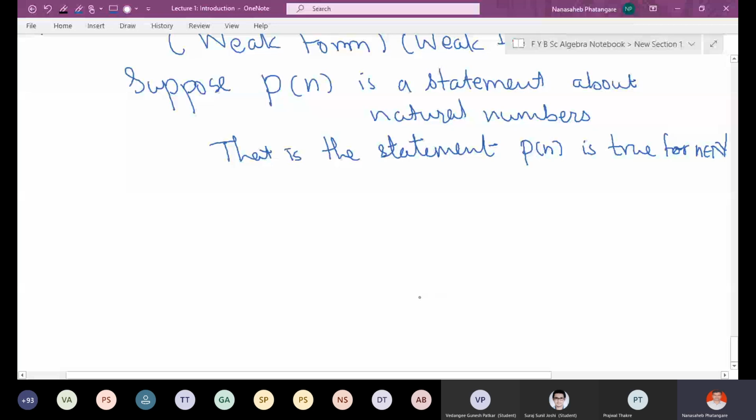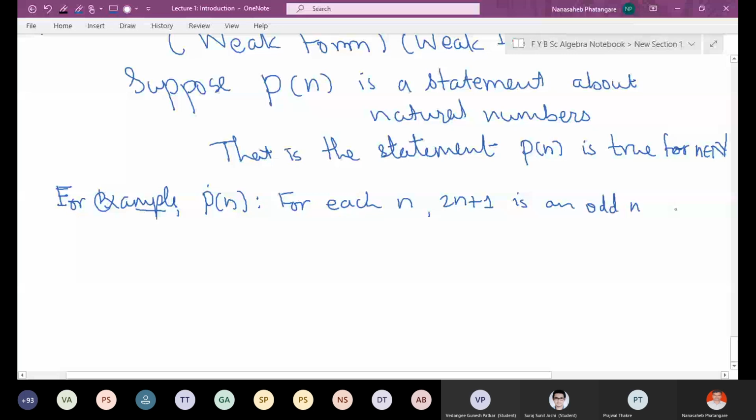Now, for example, what could my statement be? For each n, 2n plus 1 is an odd number, right? This is a statement about natural numbers, because for every natural number, 2n plus 1 is an odd number. So this is one kind of statement.